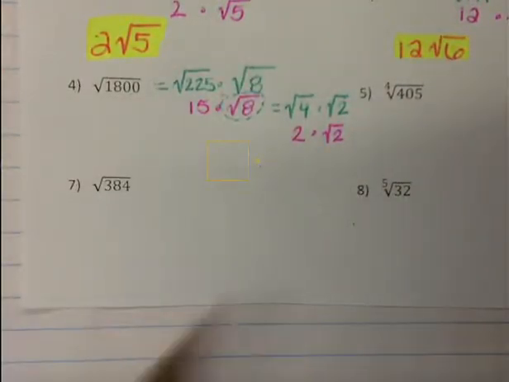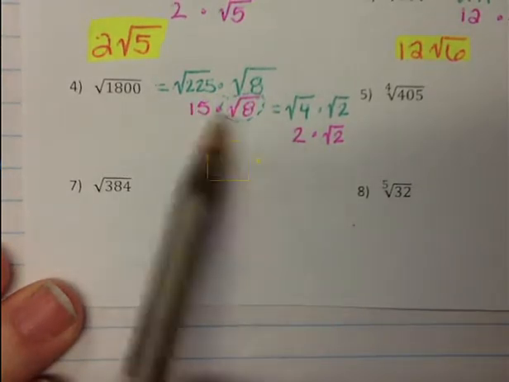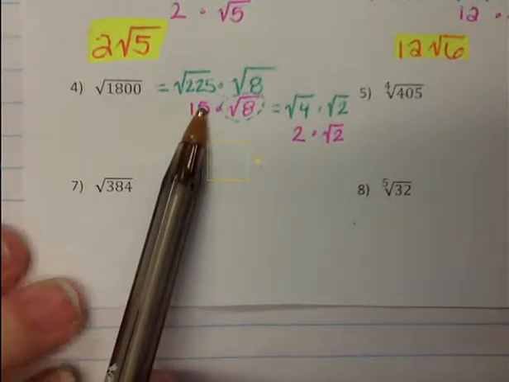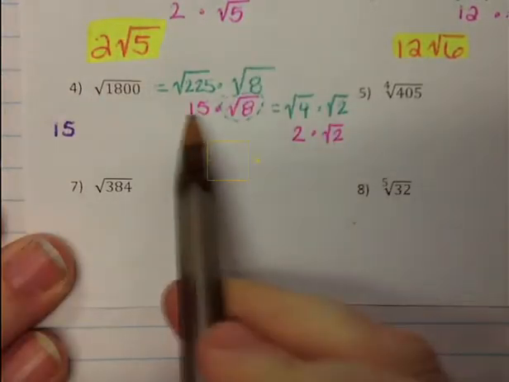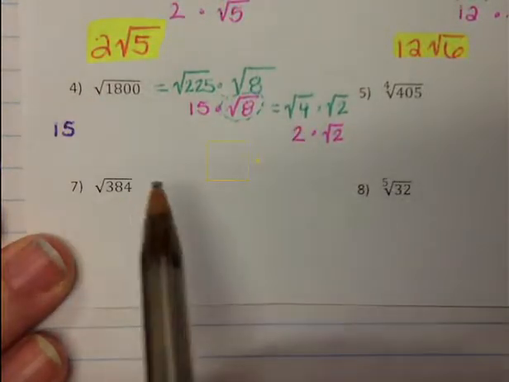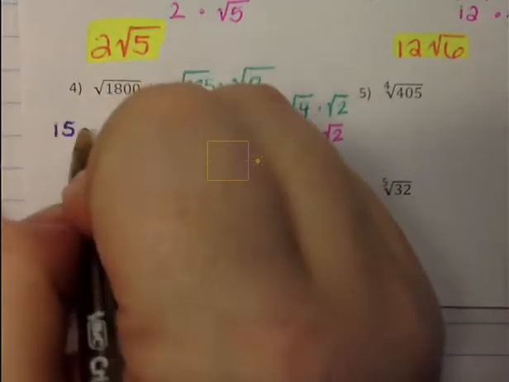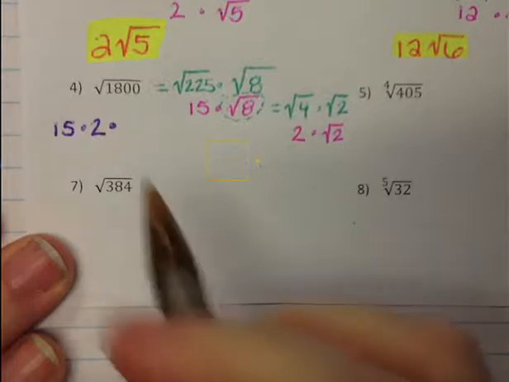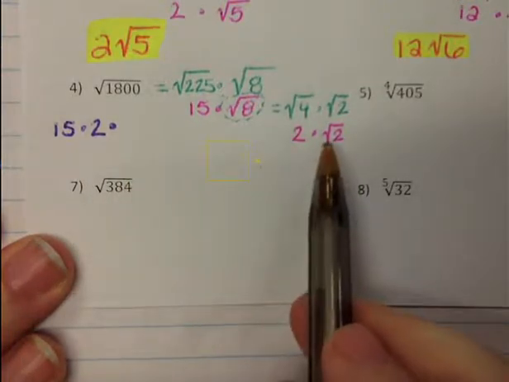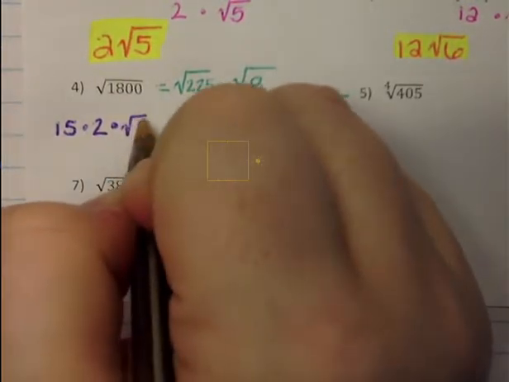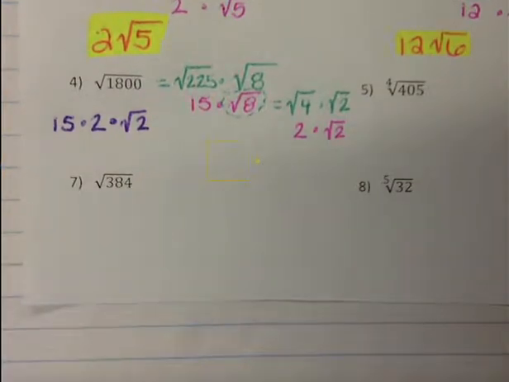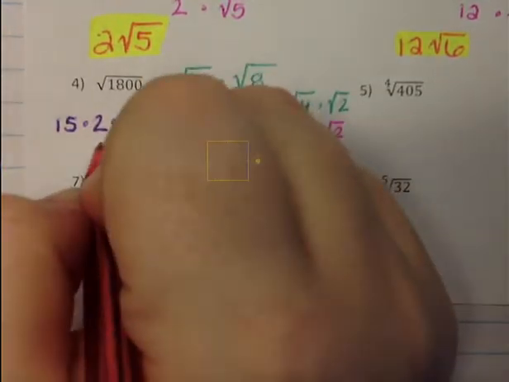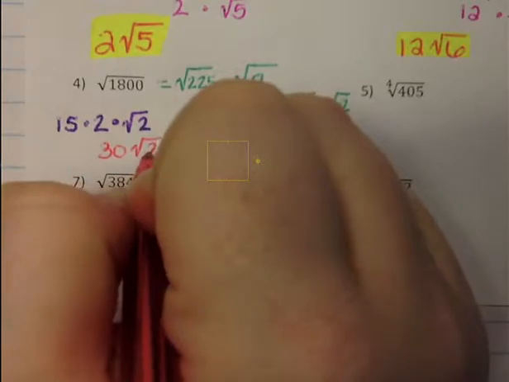To put it all together, I actually had 2 coefficients. I have a 15 from the first part, but now I have a 2 from the second part. Now all of my coefficients that come out, I multiply together, and then I multiply it by the final radical. So the final radical was the square root of 2. So our final answer should be 30 square root of 2.